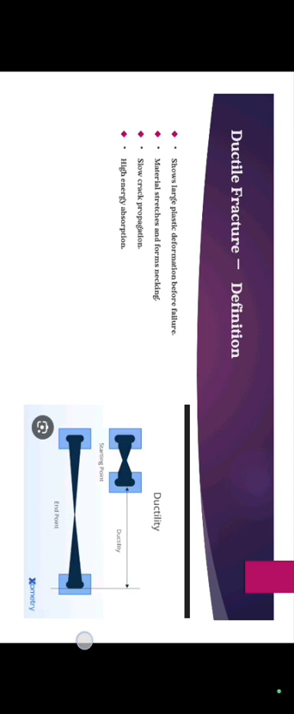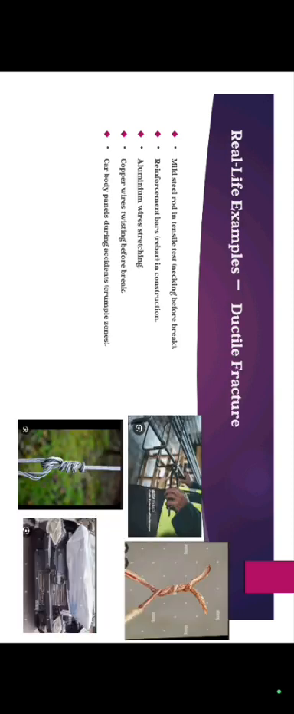Now moving on to examples of ductile fracture. I give some examples: mild steel rod under tensile stress, reinforcement bar in construction, aluminum wire stretching, copper wires necking before breaking, and car body panel during an accident. These are some examples of ductile fracture.